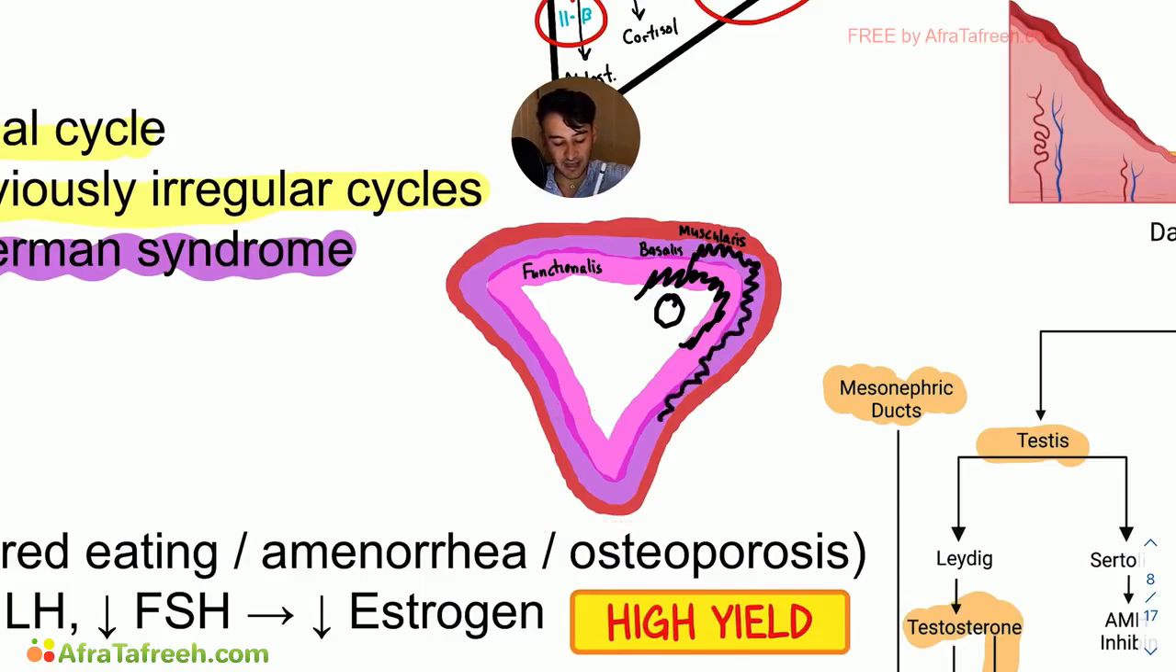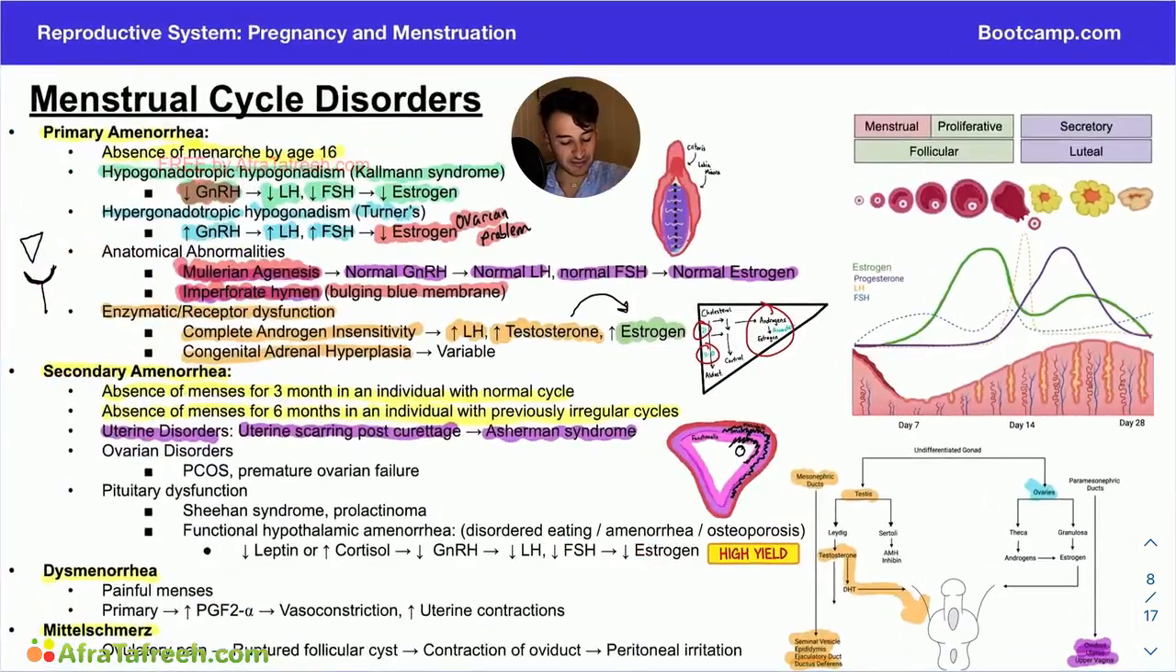And let's say that they did a lot of scraping in the basalis layer and they really messed up. That's going to inhibit the regeneration of our functionalis layer, and essentially without our functionalis layer we cannot have a menstrual cycle. And so if I was to highlight the primary insult here, it's going to be this scarring post-curettage, and we call this Asherman syndrome.